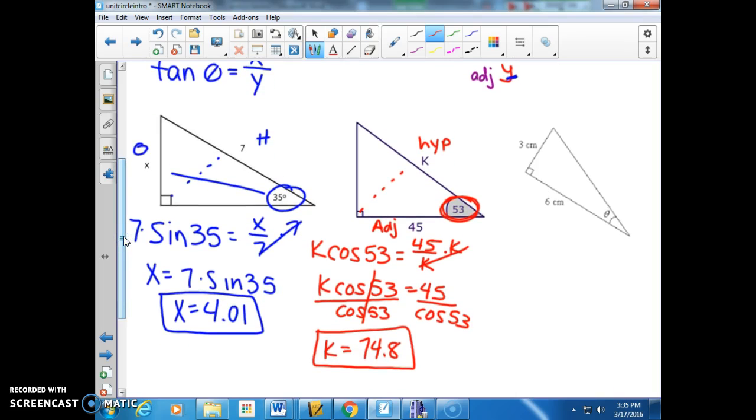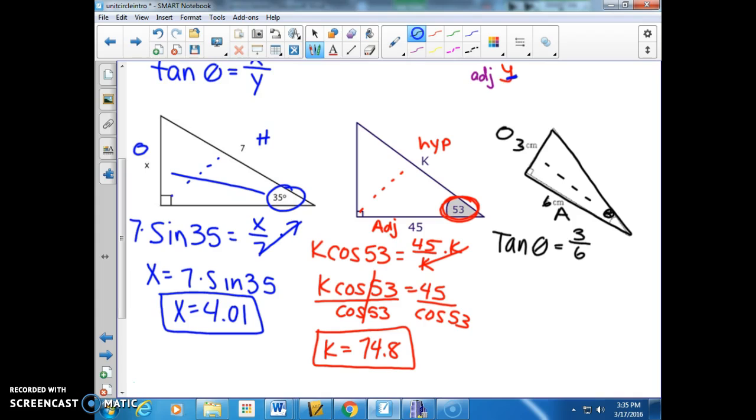And the last type of problem, which this diagram is kind of hard to see. Right now they gave you theta as theta, not an angle measure. And then they gave us two side lengths. So this time we have to first figure out what trig function to use. The opposite of theta is 3, because it's across. And this time I have the attached, or the adjacent, which is 6. So O and A tell me I need to use tangent. So tangent of theta equals 3 over 6.